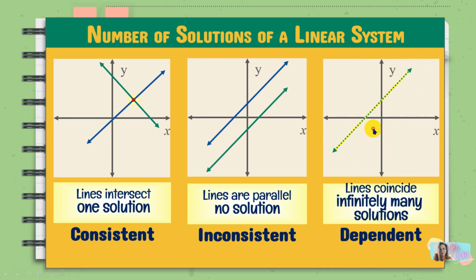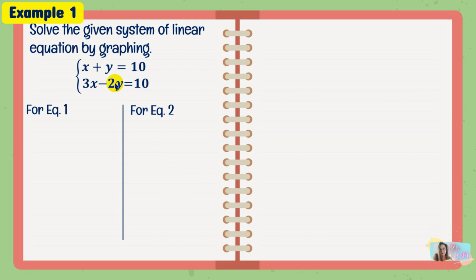Let's have some examples. We have to find the solution for this given system of linear equations by graphing. We have here x plus y is equal to 10 and 3x minus 2y is equal to 10. Ito po ay naituro ko na sa inyo before on how to graph systems of linear equations. I will still put the link down below or you can just watch this video because we're going to have a short recap about that, okay?